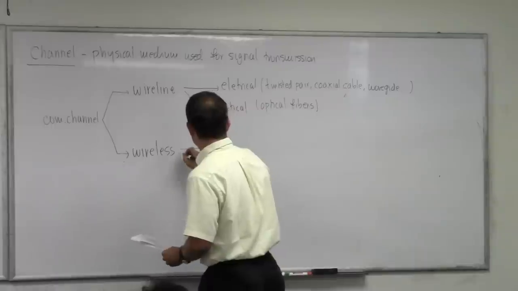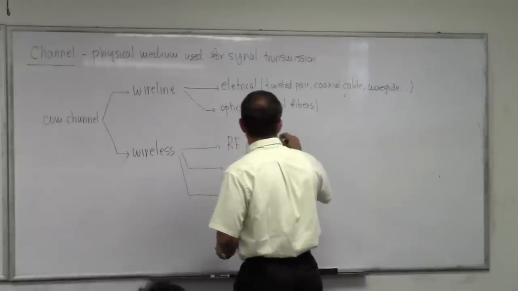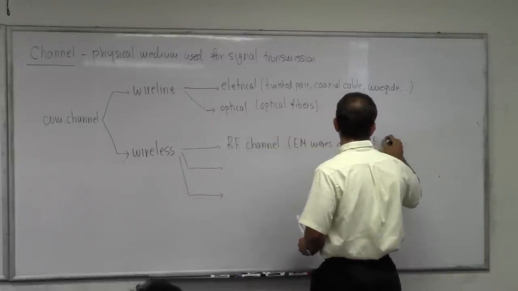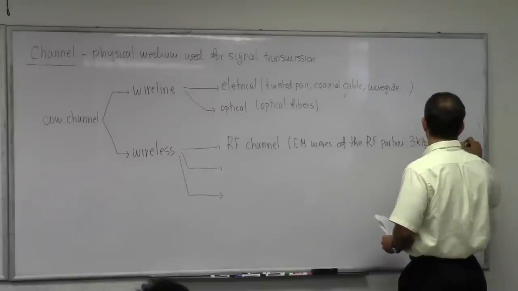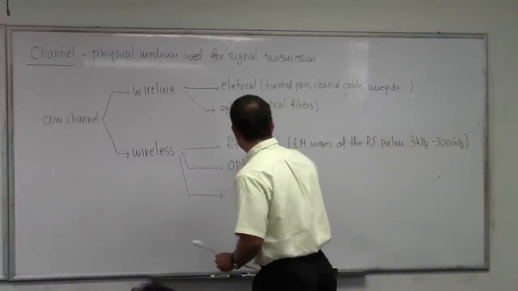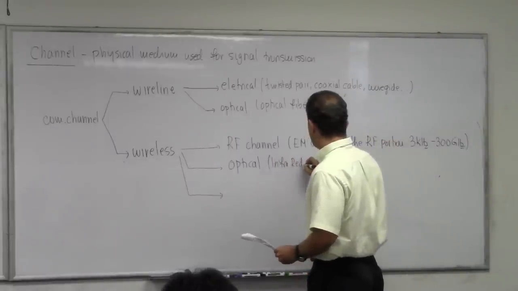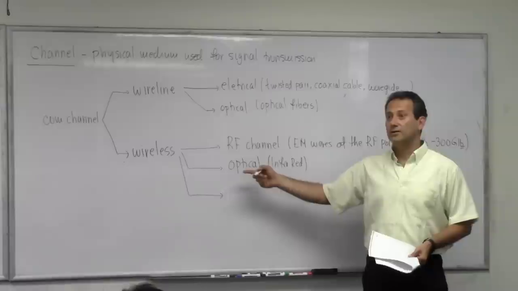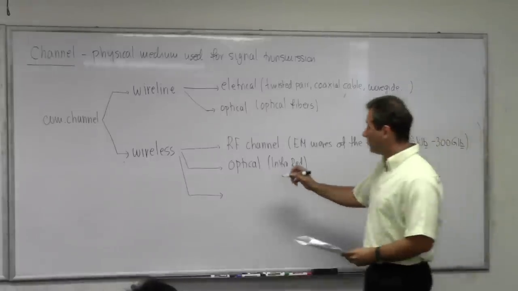Now, wireless, we have three types. We have the RF channel. These are your EM waves of the RF portion of the spectrum, which is, let's say, 3 kilohertz to 300 gigahertz. That's where the RF spectrum resides. Then you have optical wireless channel. These are your communications in infrared. What would be a device that would use this kind of channel? Laser. Another one, even more popular: a remote control. Don't forget the remote control. And then there is another one, which is acoustic, right?